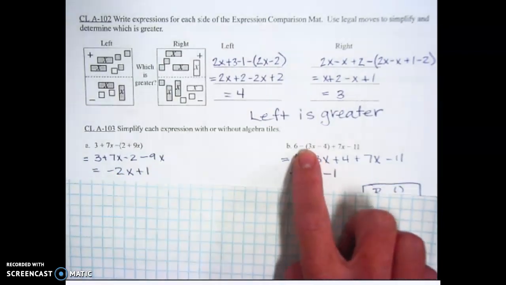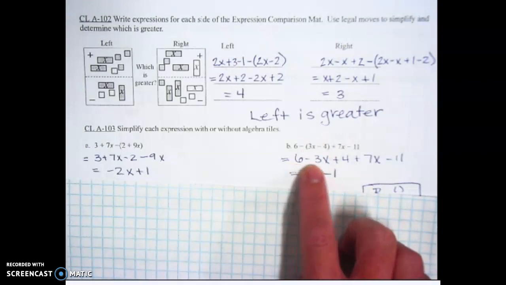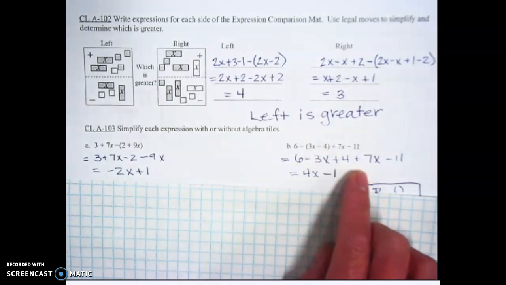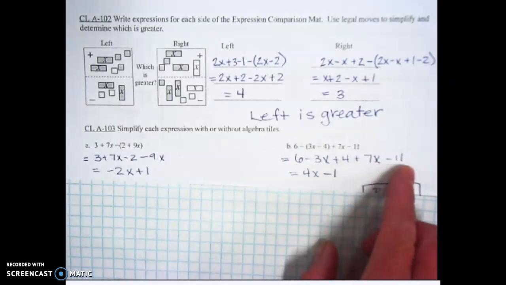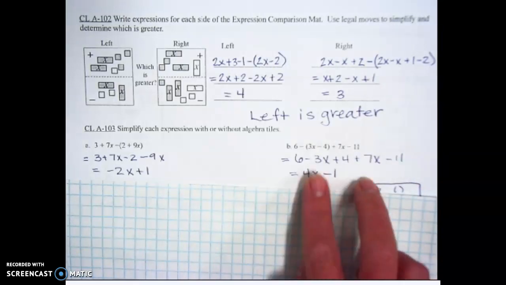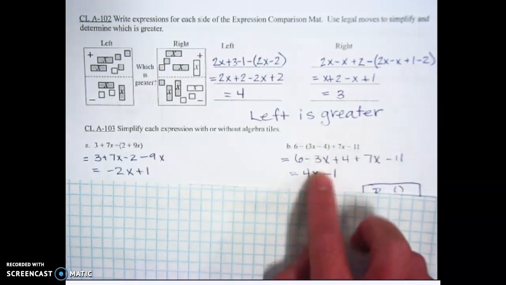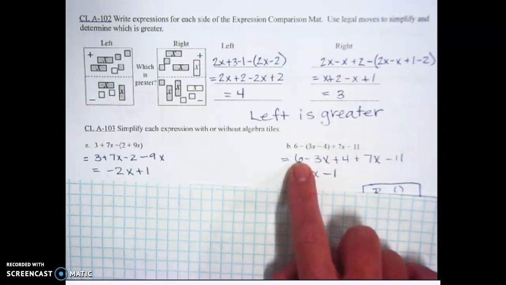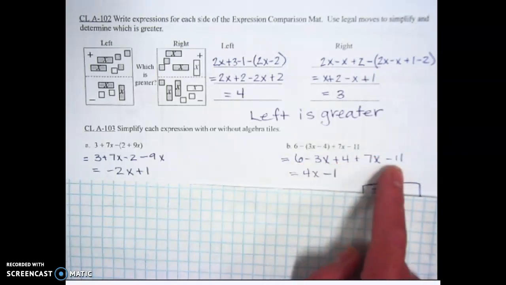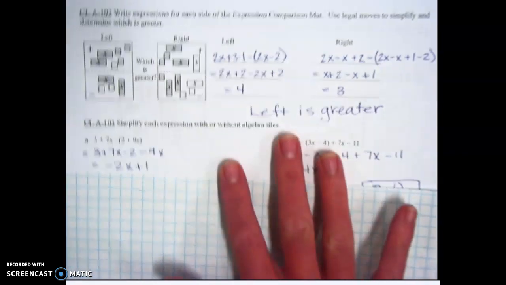I did the same thing over here, distributed that negative out. So I got 6 minus 3x plus 4. Then this plus 7x minus 11, look for my like terms. So a -3x plus 7x is positive 4x. A 6 plus 4 is 10. 10 minus 11 is -1.